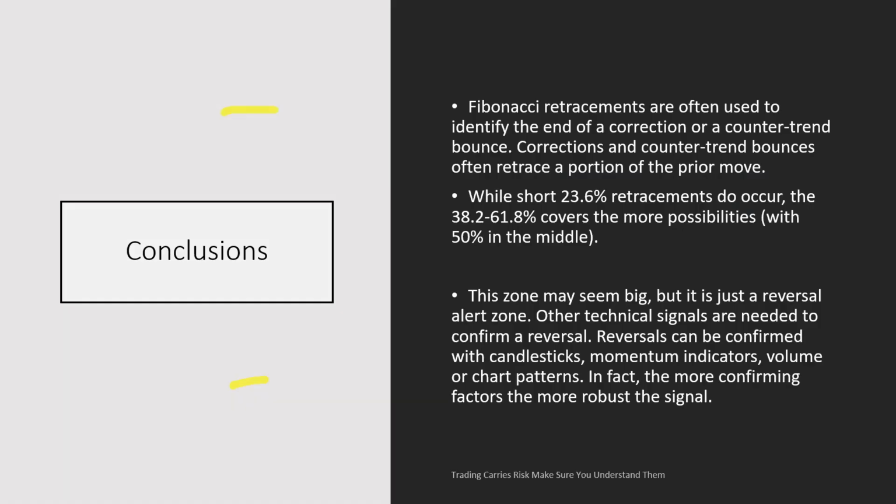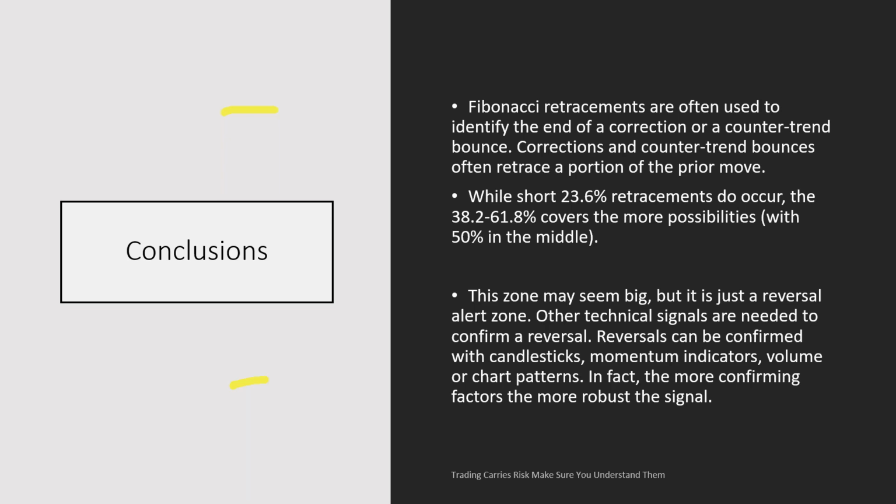So there are many ways that we can use Fibonacci in our trading. Fibonacci retracements are often used to identify the end of a correction or a counter trend bounce. While a short 23.6 retracements do occur, this 38.2 to 61.8 cover the most possibilities with 50% in the middle. Now 786 is a very steep retracement, and that's why it gives us a great trading opportunity when that does occur.